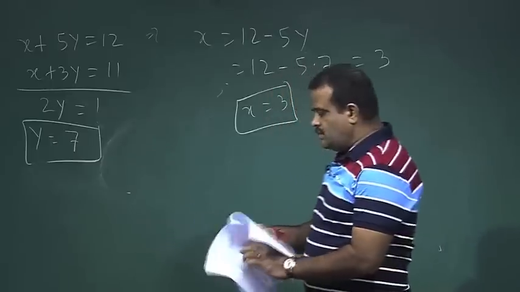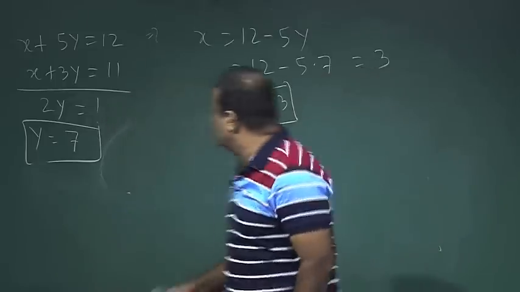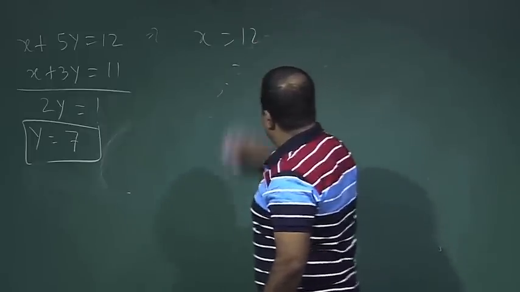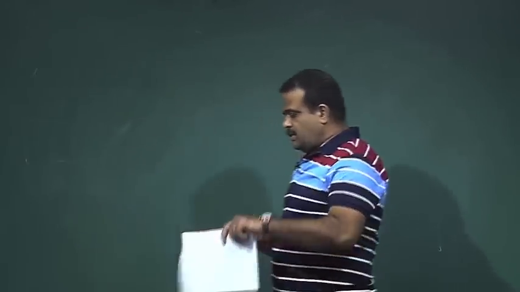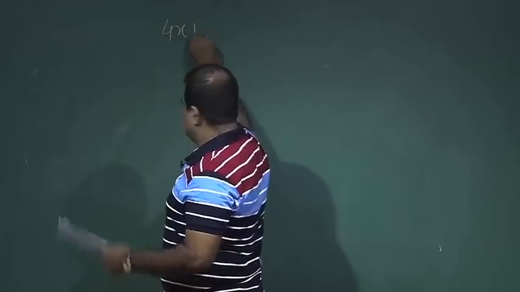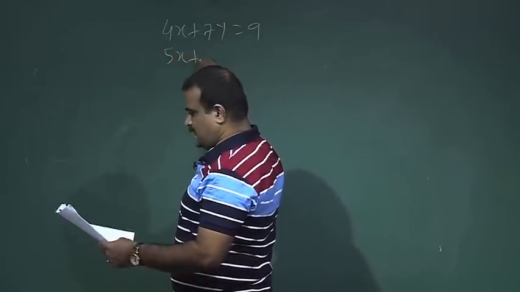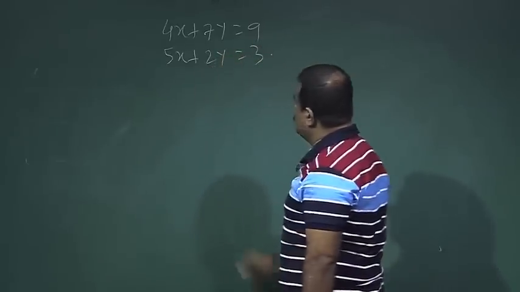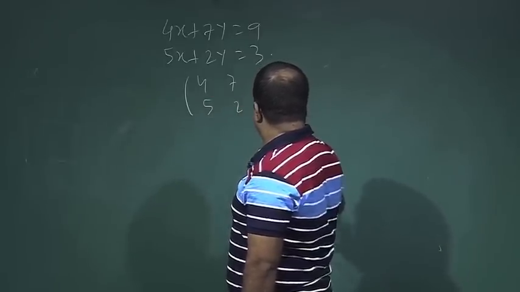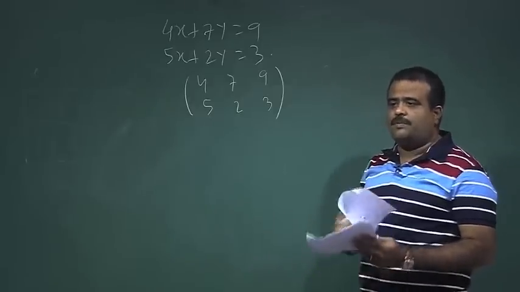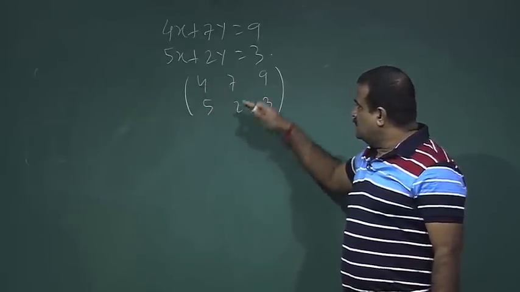Now, let us try to solve this in matrix form, where we perform matrix operations like row operations and column operations. Our equations are 4x plus 7y equal to 9 and 5x plus 2y equal to 3. We can write this as the augmented matrix with rows 4, 7, 9 and 5, 2, 3. We have to perform row operations on this matrix to make the left part into 1 0, 0 1, and then that will give us the solution.